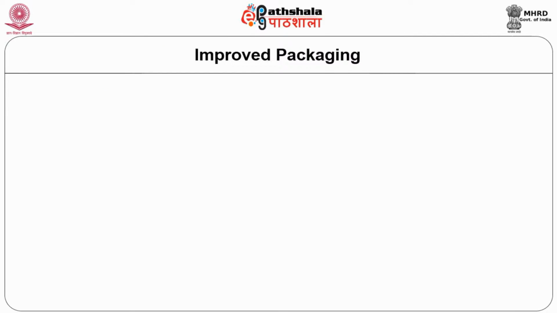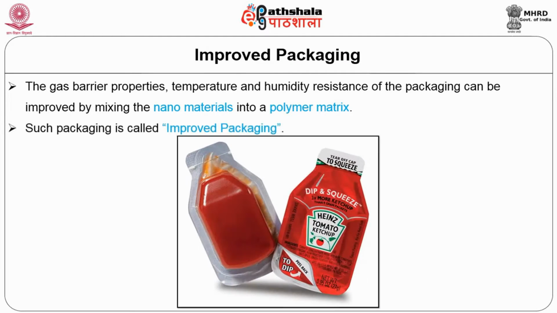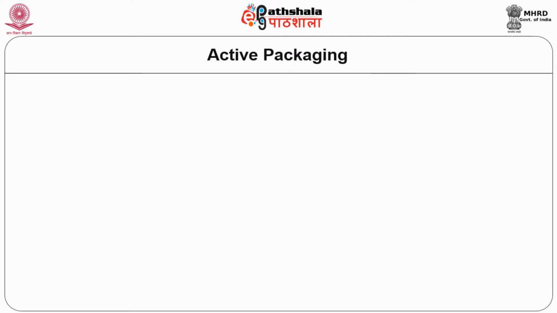The next type of nano packaging is improved packaging. The gas barrier properties, temperature and humidity resistance of the packaging can be improved by mixing the nanomaterials into a polymer matrix. Such packaging is called improved packaging. The last type of nano packaging is active packaging.